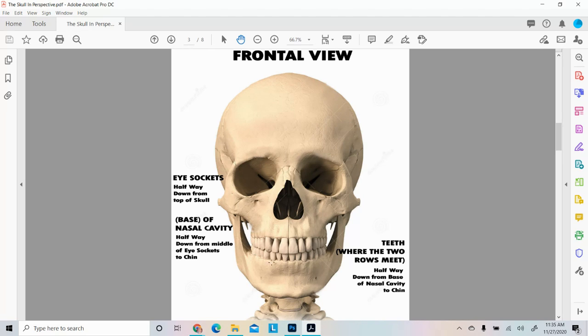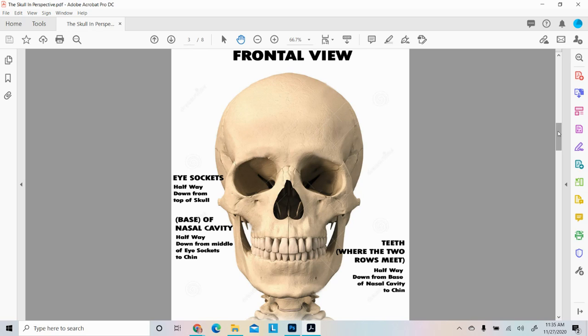And how much of the teeth or mouth do we see? Do we see half? Do we see the whole thing? Do we see 3/4 of it? So these are the questions that we're going to answer because these are the visual cues that actually tell us what view we're looking at.